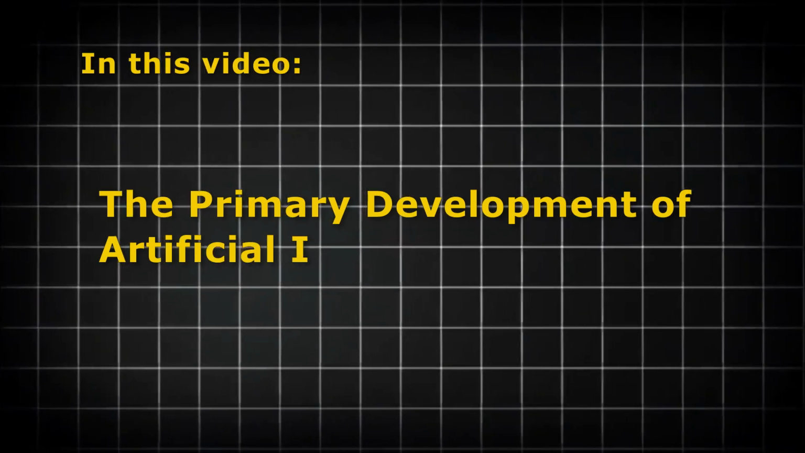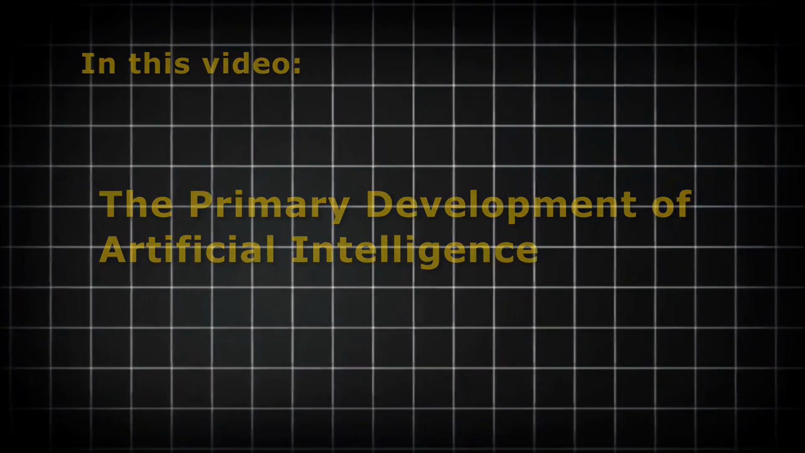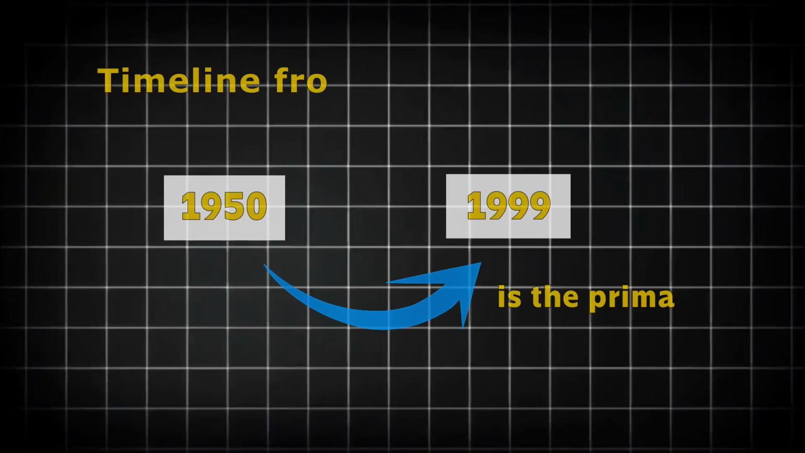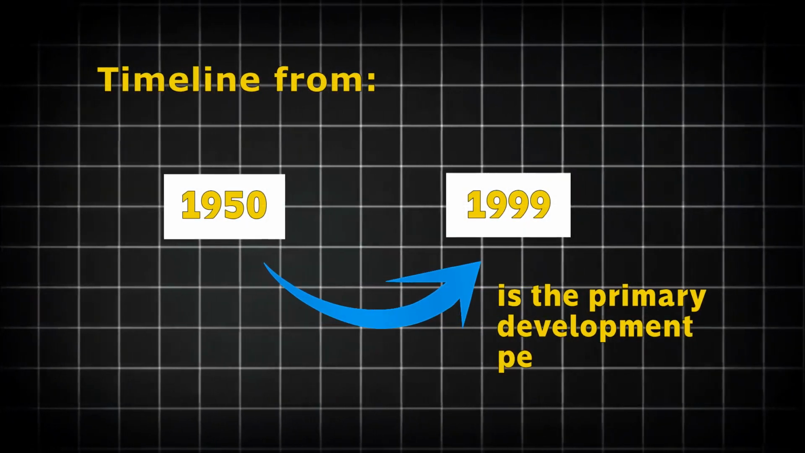In this video, I'm going to concentrate on the primary development period of artificial intelligence, because the timeline 1950s to 1999 is the primary development period. The basic developments for artificial intelligence were done in this period, and some of the advanced development was also done in this period. Some initiatives were also made and a lot more conferences for artificial intelligence were conducted. These are the things I'm going to cover in this video.